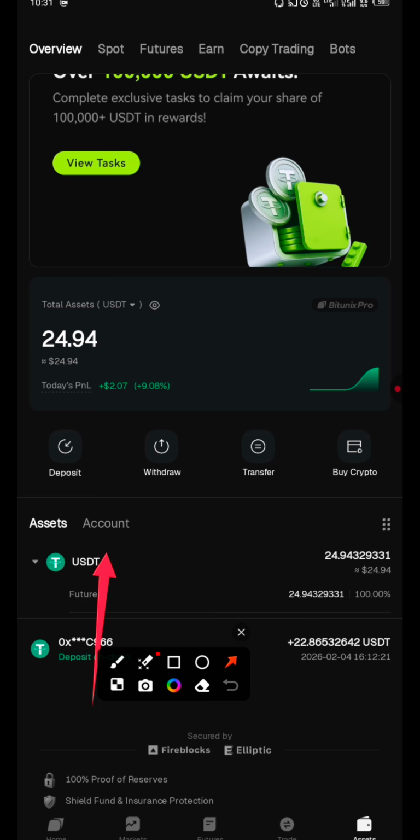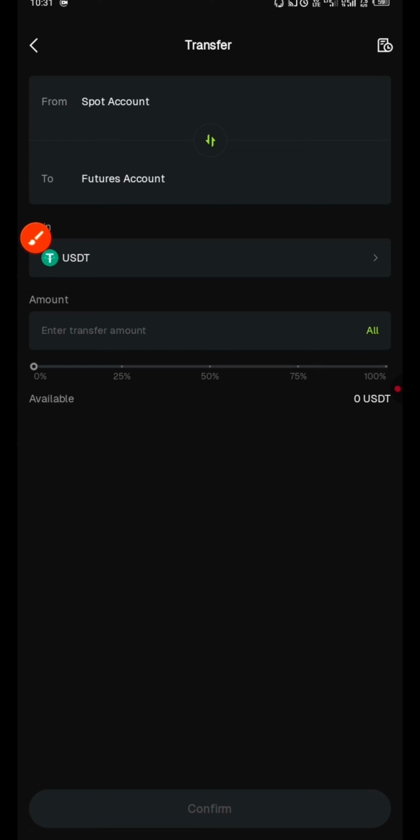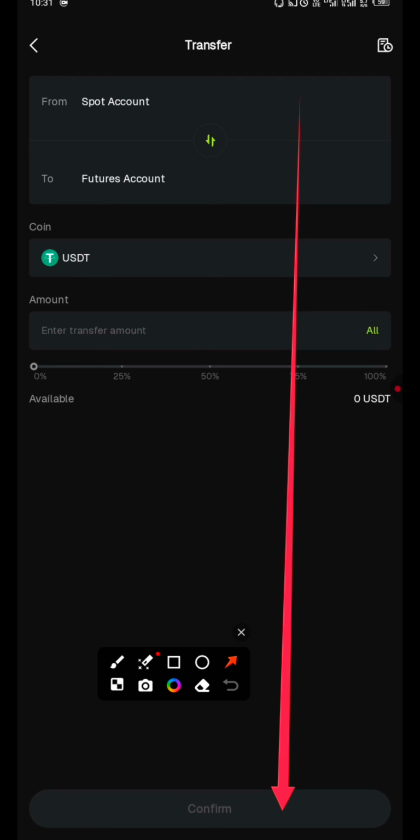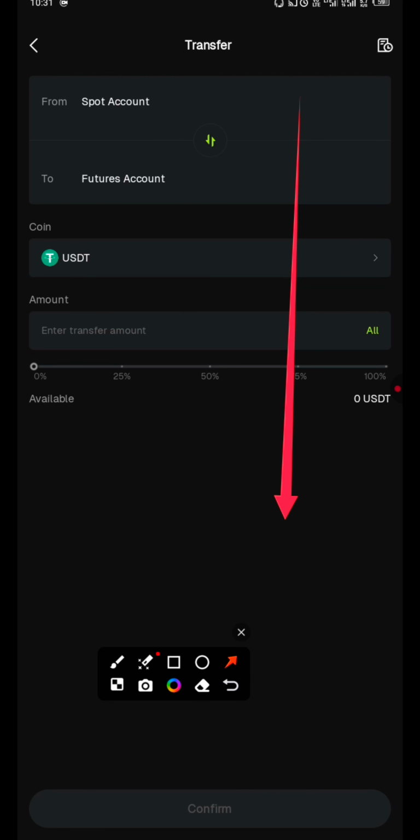Now when you deposit, the money by default will be in your spot account. So what you have to do is click on this asset again, then click on transfer. You will see transfer to. You're transferring from your spot account to your futures account. Put in the amount of USDT you're transferring, confirm it, and it will be sent to your futures account.